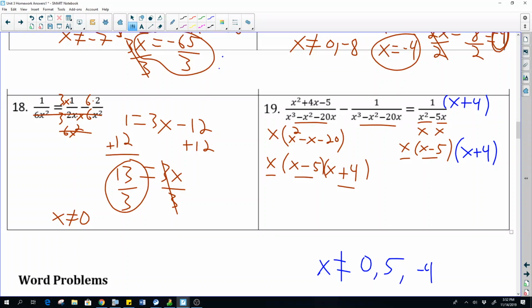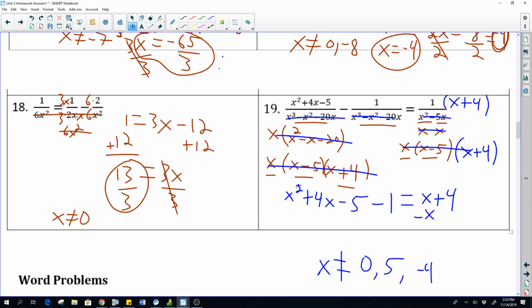Okay, so we have a common denominator. Cool. So now we just have x squared. This is kind of a harder one you'll see on the test. Minus 5 minus 1 is equal to 1 times x plus 4, which is just x plus 4. Good. And then I see that squared there, which means two solutions.